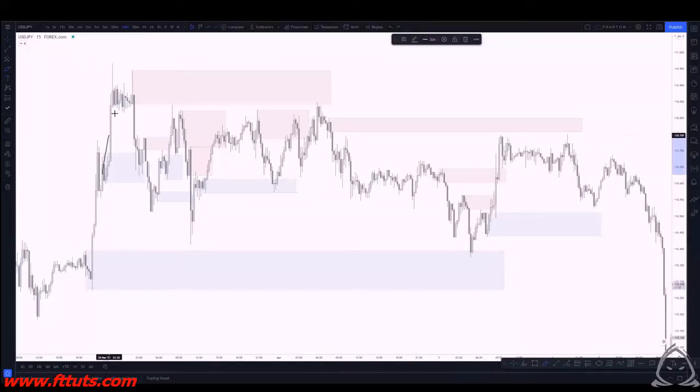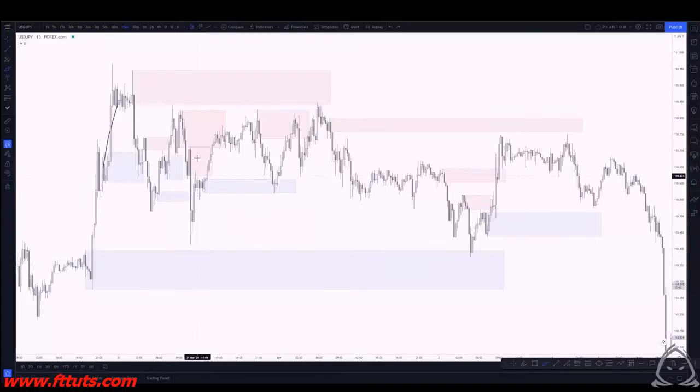Because like we said, this was a continuation pattern. We had a V reversal return, the zone didn't hold. Continuation pattern, V reversal return, the zone didn't hold.